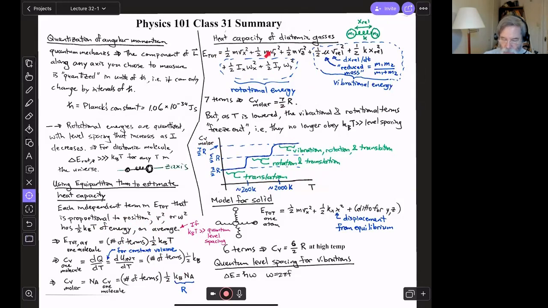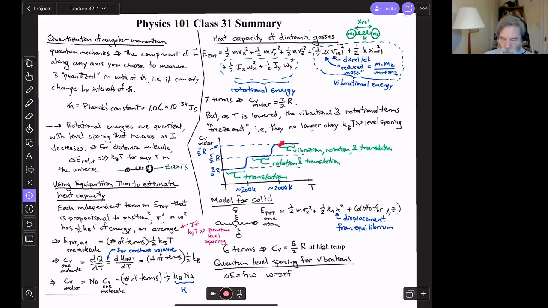So at high temperature, all these terms are active except for rotations about the z-axis. So we've got 3 terms associated with translation, 2 with the vibration, and 2 with rotations about the x and y axes. So at high temperatures, the molar heat capacity is 7/2 R.